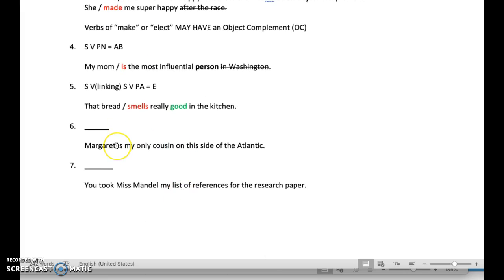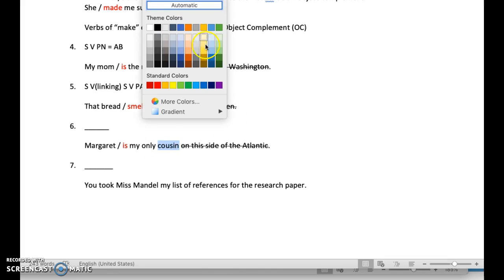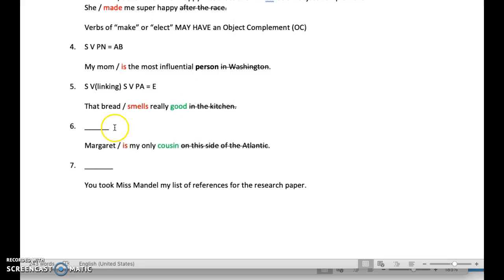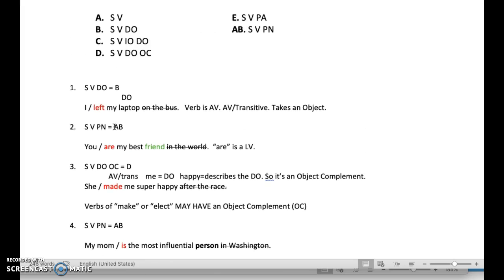All right, so in this one, Margaret is my only cousin. Here's my division between subject and verb. Here's my verb, so I'm going to put the verb in red like the other ones. Is, oh well, that is a linking verb. So let's thin things out a little bit. So on this side is a prep phrase, and of the Atlantic is a prep phrase. And then, so now the question is, is this complement a noun or an adjective? Well, cousin is a noun. So what I'm dealing with here is an SVPN structure, which is choice letter A.